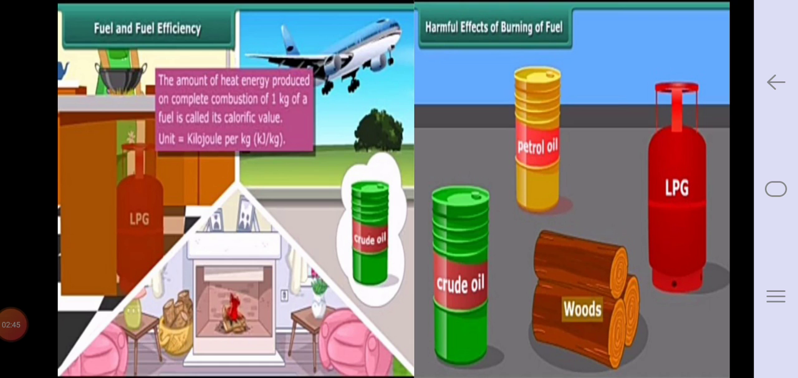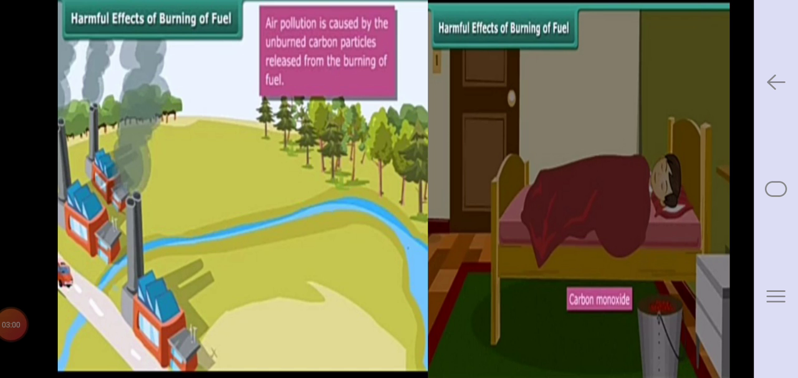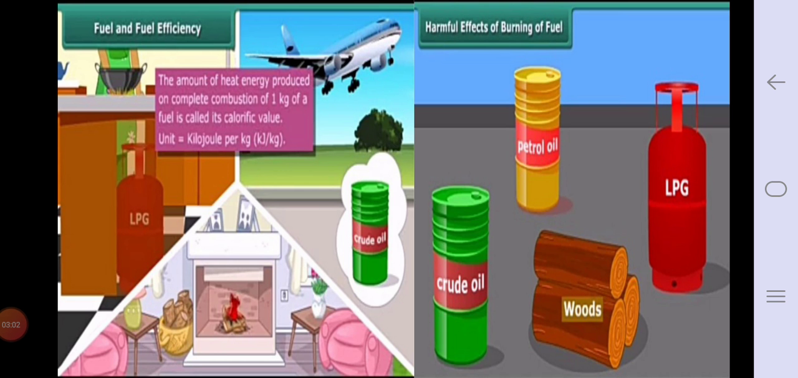So see here, different types of fuels are shown here in the picture. Petrol is shown, LPG gas, wood, crude oil. Now you can define it as solid, liquid and gases. So for that, solid means wood and all things comes under solid. Liquid, petrol and oil comes under liquid, and gases you can say LPG gas.